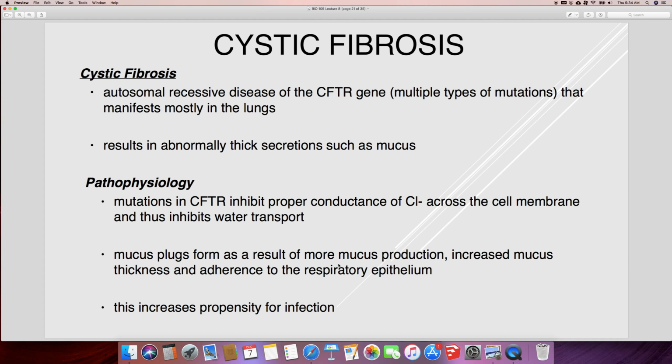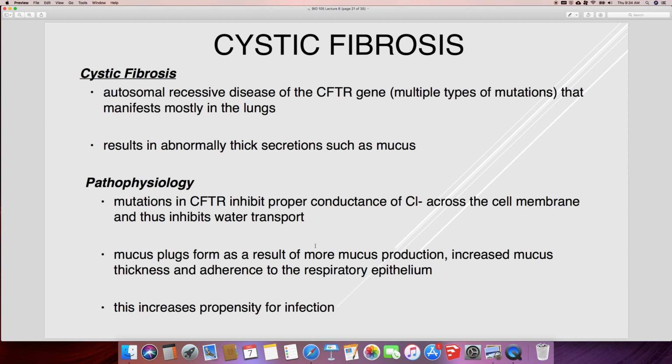Then we talked about cystic fibrosis, which is a genetic disease. It's autosomal recessive, and it's due to mutations in the CFTR gene. There are a number of mutations that can cause cystic fibrosis and change its severity. It affects a lot of the body, but it manifests mostly in the lungs. Basically, these people will have abnormally thick secretions, like mucus, which is the problem in the lungs.